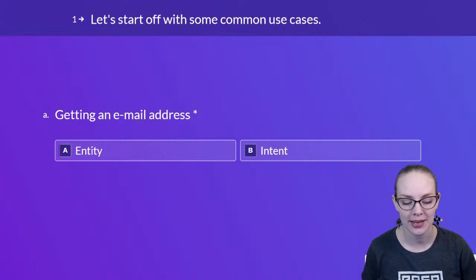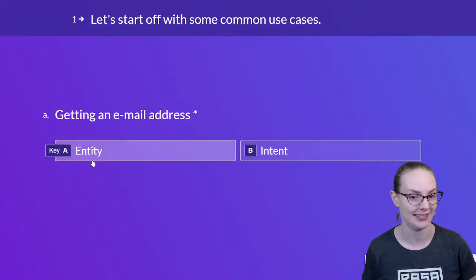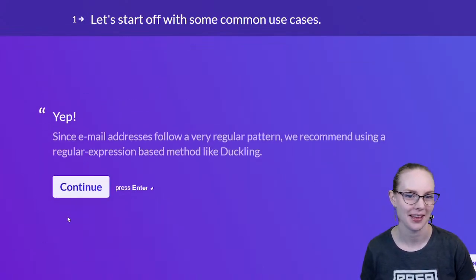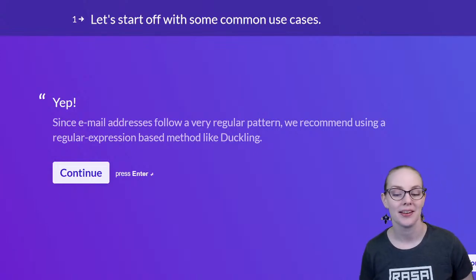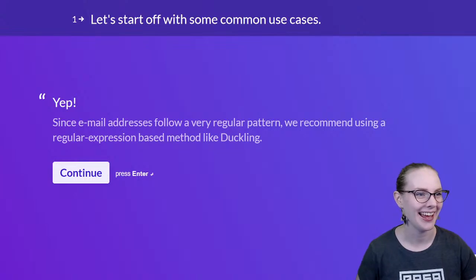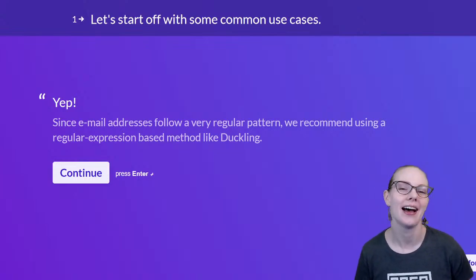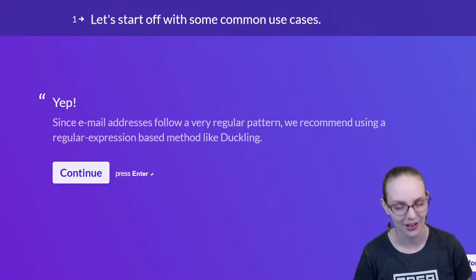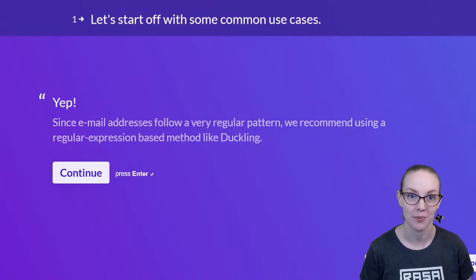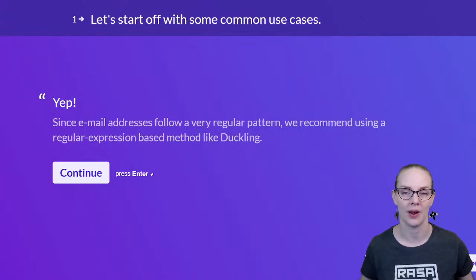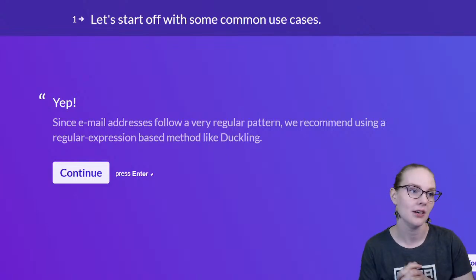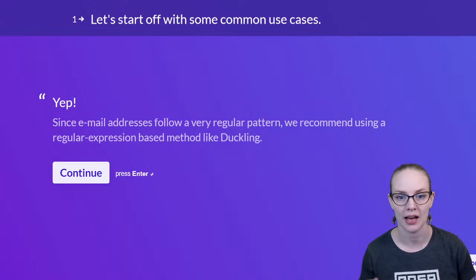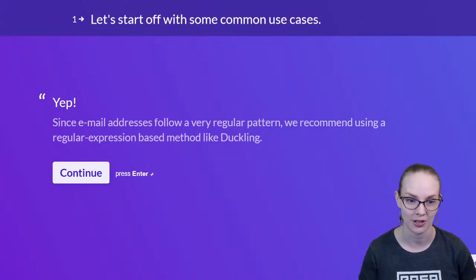So I'm going to say entity here. I wrote the quiz, so this is a little bit of cheating, but yes, correct. I got it right. Yay. I would hope so. Email addresses follow a very regular pattern. They're very predictable. And it's something where if you look at a span of text, you're going to want to pick out part of that span of text. So that's a great place to use entity recognition or entity extraction.